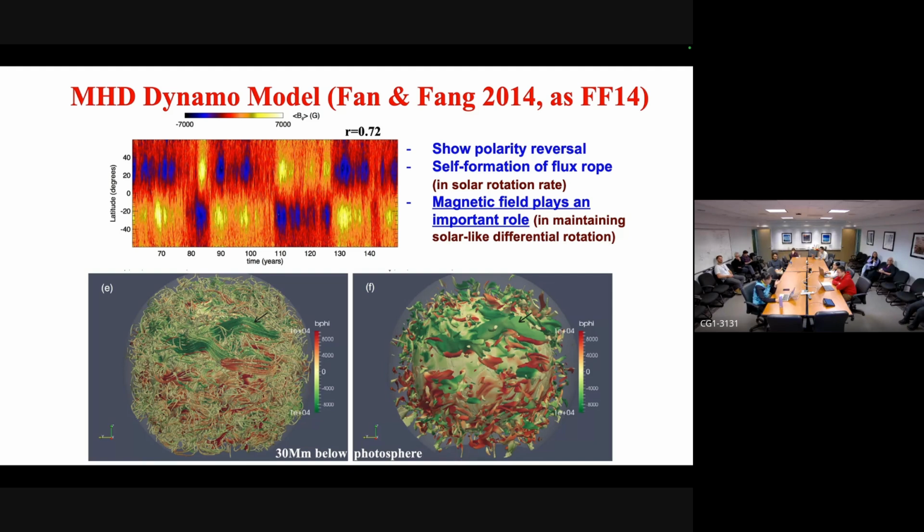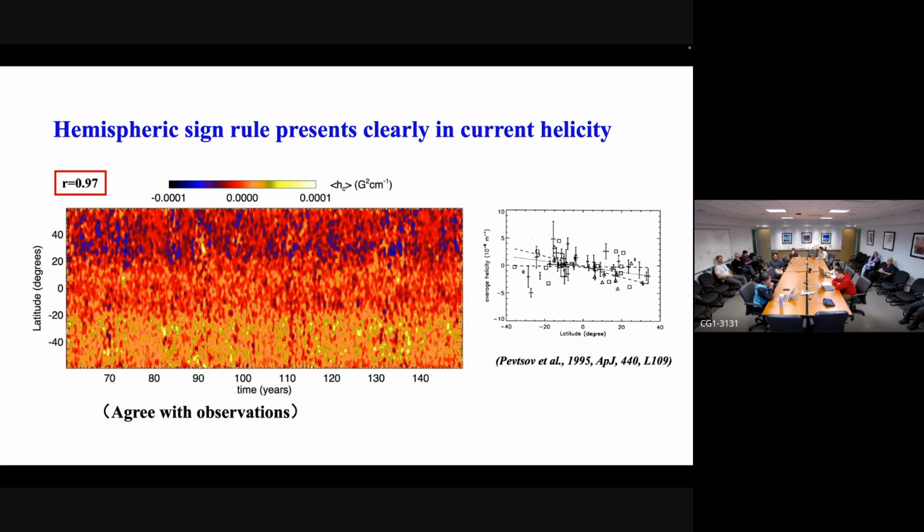So then I approached Yuhong and asked her to give me her simulation data to analyze. Why did I do that? Basically, it is because I did some observations about the photosphere current helicity. From that we know, this is a paper from Pipsos, this is the latitude, and this is the current twist or current helicity. We found that in the northern hemisphere, statistically the current helicity or twist is negative, and in the southern hemisphere it is positive.